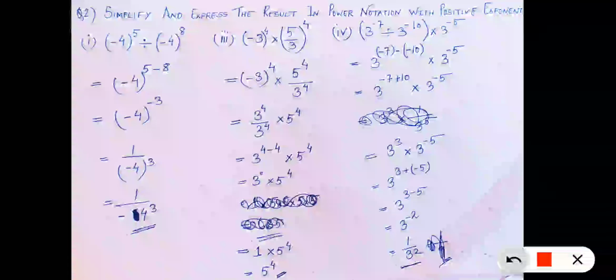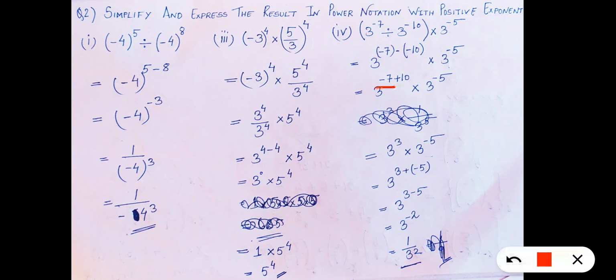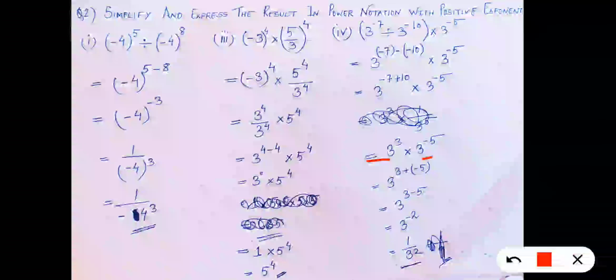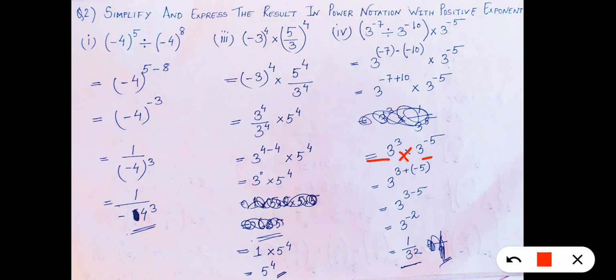Now let us simplify a bit. This will become minus 7 plus 10. The greatest number is 10, so we'll write plus. Plus into minus is minus. 10 minus 7 is 3. That's why we got 3 cube. Here as it is. Now again, this is the first law of indices. Bases are same, multiply sign, powers will be added. So the powers are 3 plus minus 5. Powers are added. So 3, this plus into minus will become minus. So 3 minus 5 will give you minus 2.